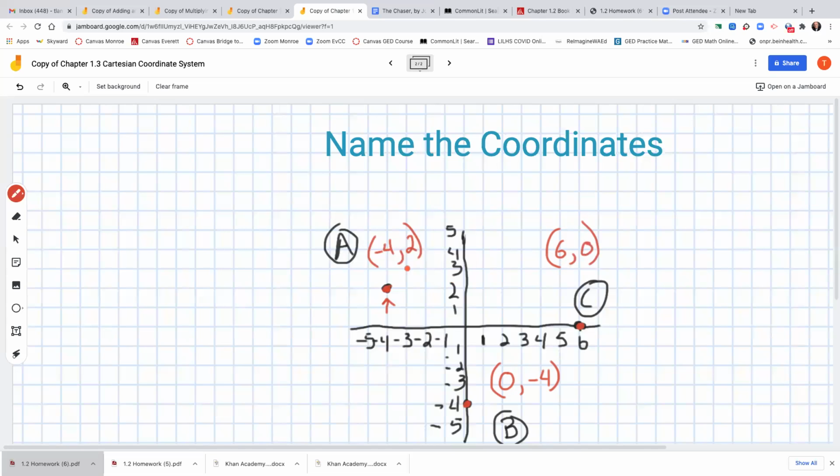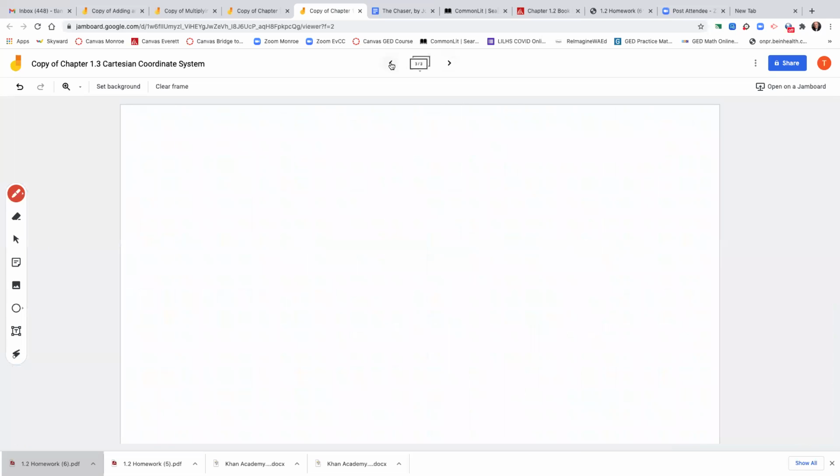And again, what quadrant is A in? It's in quadrant 2. Okay, Q2. What quadrant is B in? B is on the y-axis. What quadrant is C in? It's not. It's on the x-axis. Okay? All right, cool. That's what it would look like. All right, and I think that is it, folks.